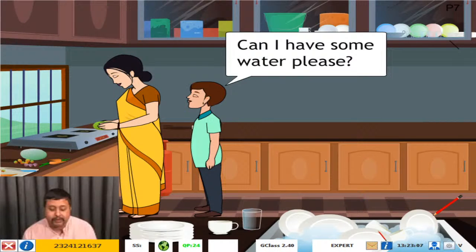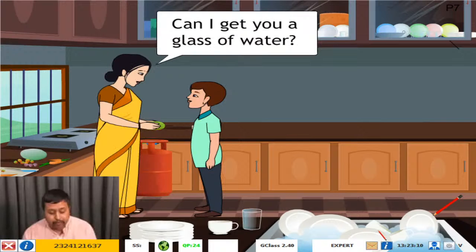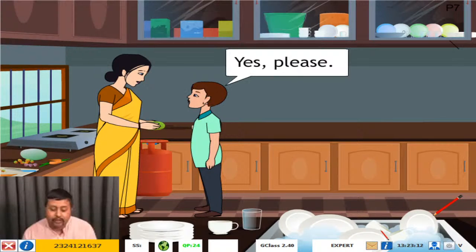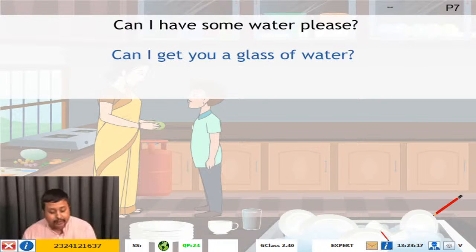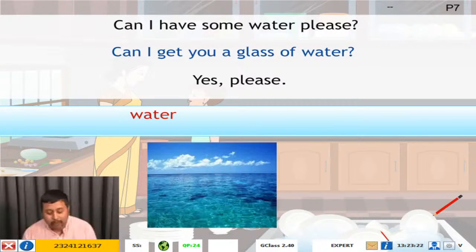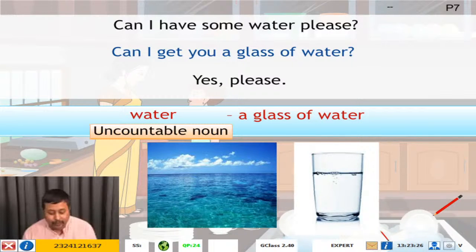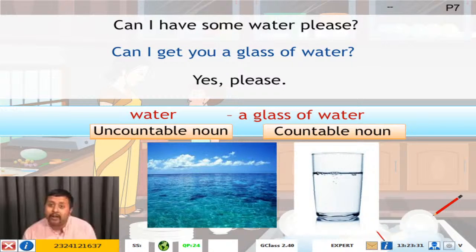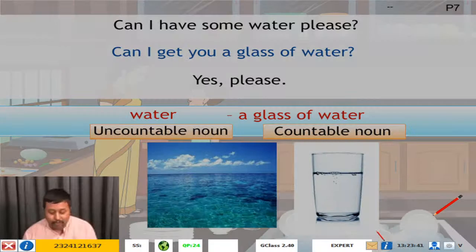Then, can I have some water, please? The boy is asking, can I have some water, please? Can I get you a glass of water? Yes, please. Now, can you count water? We cannot, right? A glass of water is an uncountable noun. Water is uncountable, but the glass is countable. This is one of those scenarios where water is uncountable, but one glass, two glasses, three glasses, that way it's countable.